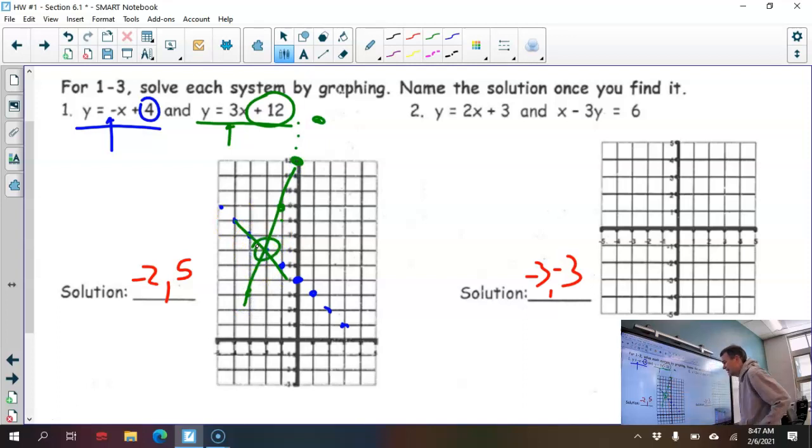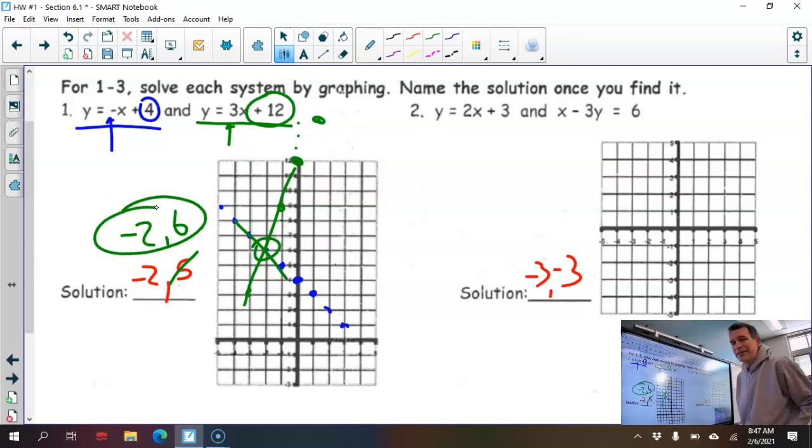They cross right there. That is the point -2, 6. Oops, how about -2, 6? Looks like I put down the wrong answer. Number 2, -3, -3. So I'm going to graph this line.